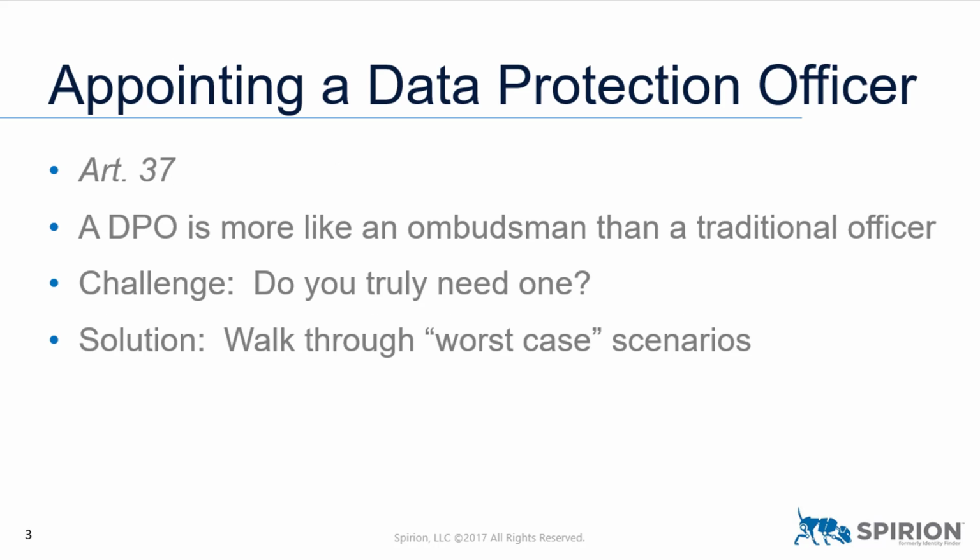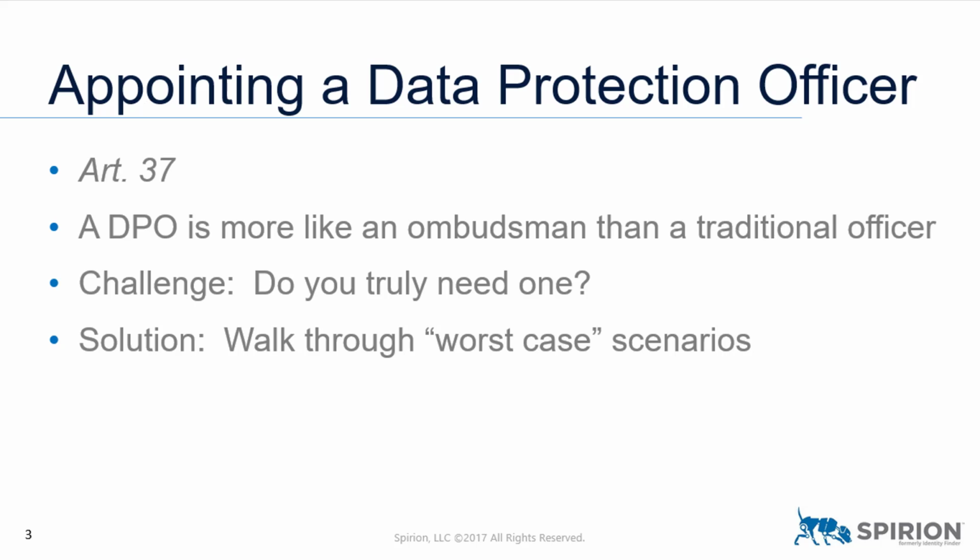So number two, determining whether you need a data protection officer. I think this is, if it's not the number one question, probably in the top three that I get. And this is Article 37, appointing a data protection officer. Every place I go, I get this question, Doug. Why is there so much confusion about the appointment of a DPO?